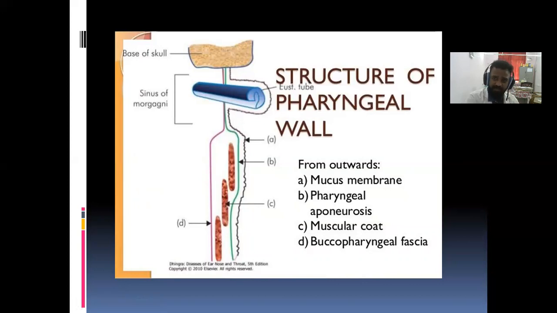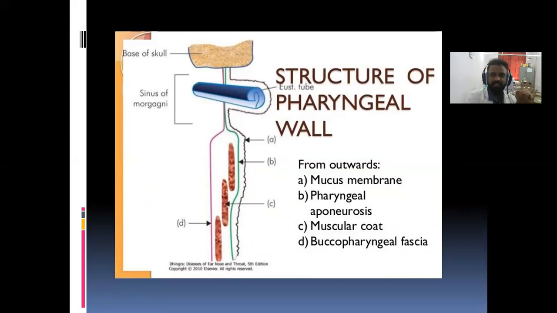So here we have discussed the anatomy of the pharynx. Basically it is divided into three: nasopharynx, oropharynx, as well as hypopharynx. The nasopharynx is from the base of the skull to the hard palate, and the oropharynx is from the hard palate to the hyoid bone. Next, the hypopharynx or laryngopharynx extends from the hyoid bone to the C6 vertebra. So it's a common anatomy.